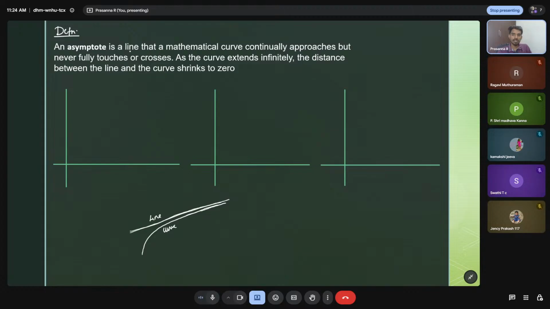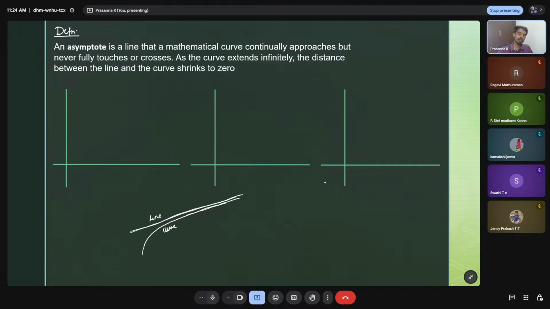An asymptote is a line that a curve continually approaches but never fully touches or crosses. As the curve extends infinitely, the distance between the line and the curve shrinks to zero, right? After some stage, it will become very, very close to zero. So if this happens, then we say the line is an asymptote to the curve.